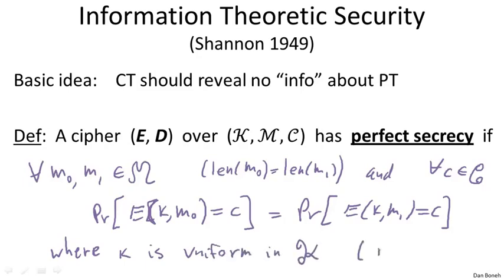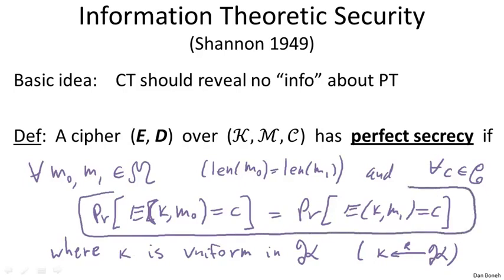I'm often going to write k with a little r above the arrow to denote the fact that k is a random variable that's uniformly sampled in the key space K. This is the main part of Shannon's definition. Let's think a little about what it actually says. What does it mean that these two probabilities are the same? If I'm an attacker and I intercept a particular ciphertext C, then the probability that the ciphertext is the encryption of M0 is exactly the same as the probability that it's the encryption of M1, because those probabilities are equal.